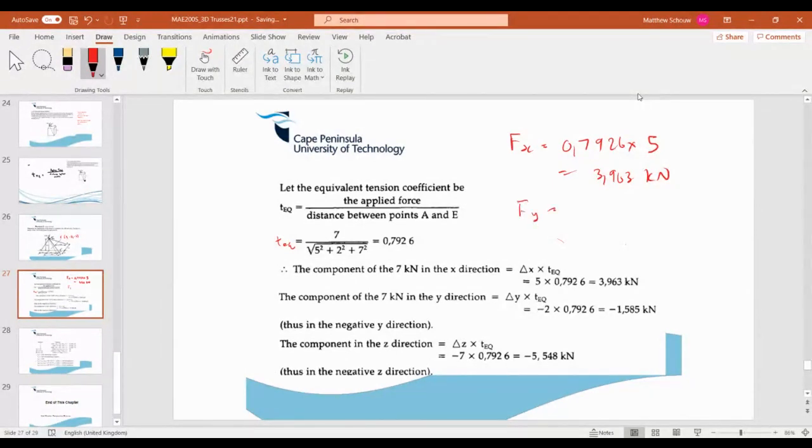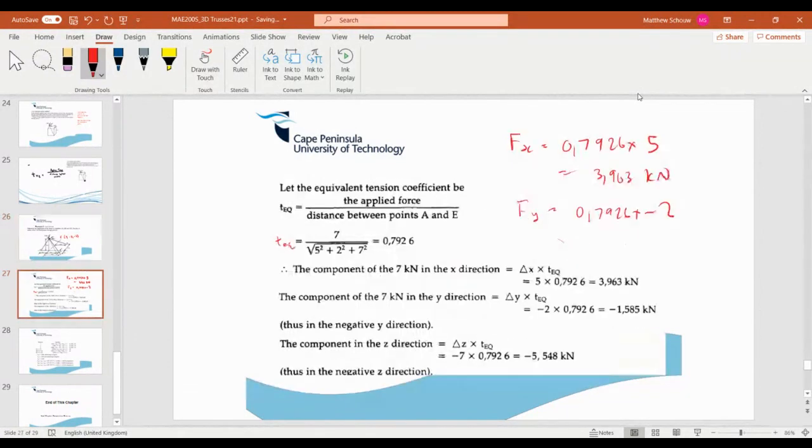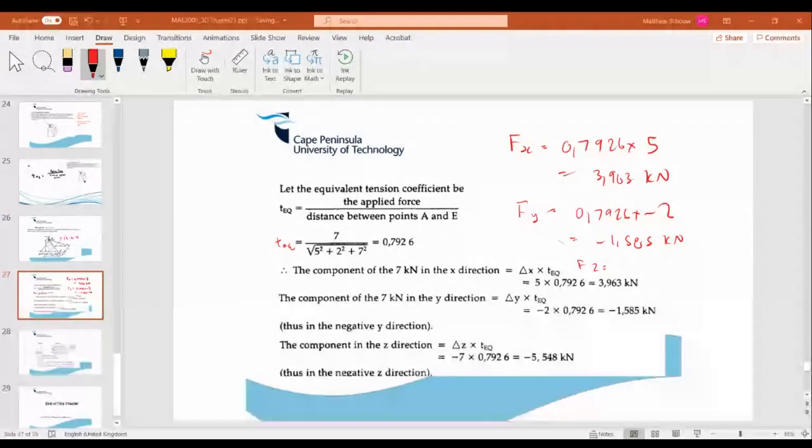The y component, you do exactly the same thing, 7926 times -2. Obviously, that is a negative 2 if you look at the coordinates. That's why I think it's important of getting that. You should get an answer of minus 1.585 kilonewtons. Of course, bring them to the other side, that becomes a positive. And then Fz is just going to be, I think there's a question over there.